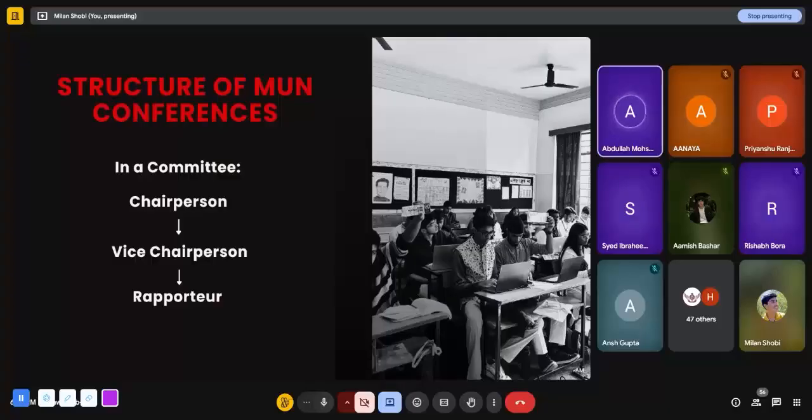Firstly, the chairperson. The chairperson is the head of the committee. They control the flow of the debate, decide who speaks when, and make sure everyone is following the rules. If you mess up or forget something, the chair is usually the one who guides you. Secondly comes the vice person. The vice person helps the chairperson. They keep time, manage the speaker list, and often give you help during the session. If you are confused or need help with a point, they are the go-to person.